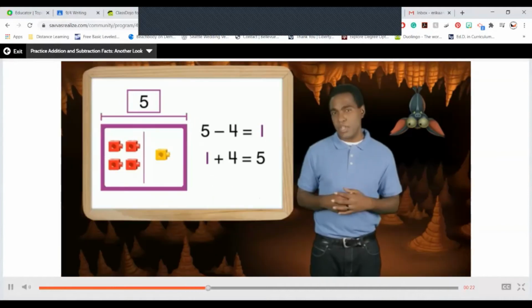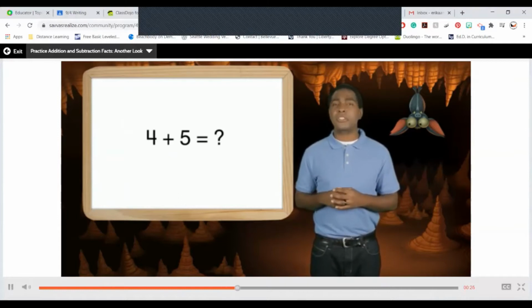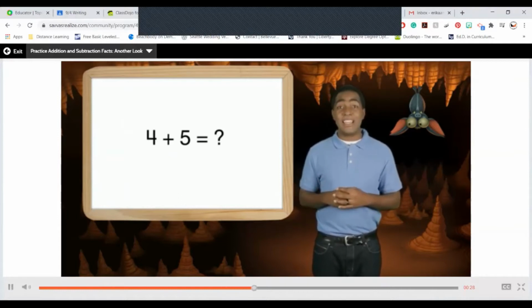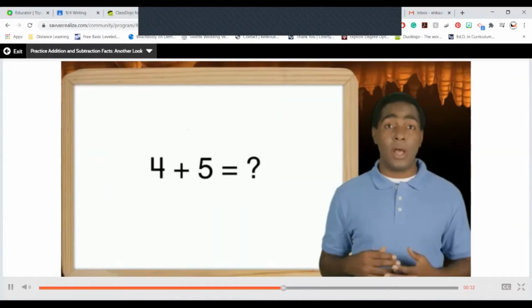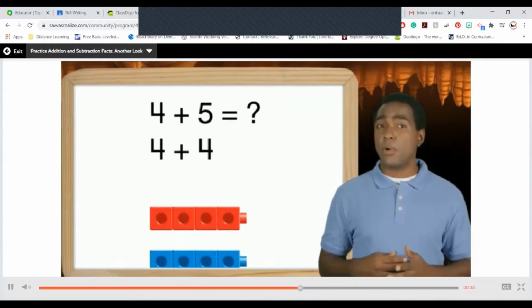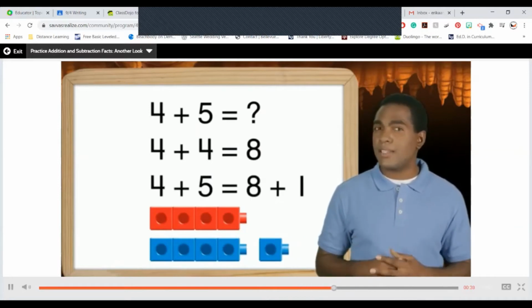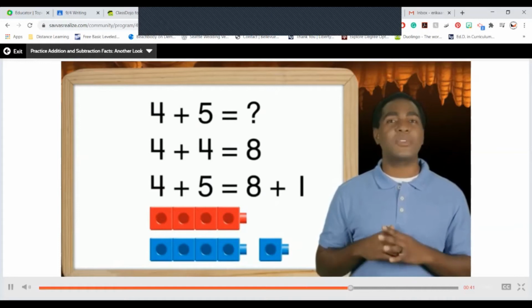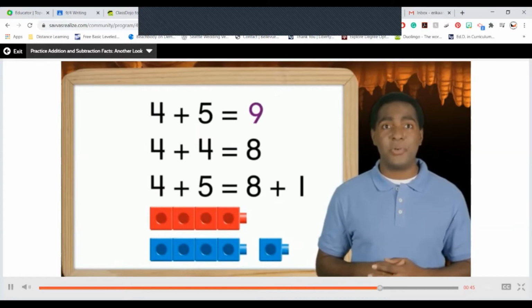Let's switch gears for a second. What if I wanted to find 4 plus 5? This looks like a near double. In this case, I can use what I know about doubles to help me solve it. Well, we know that 4 plus 4 equals 8, and 4 plus 5 is just 1 more than that. 8 plus 1 equals 9, which means 4 plus 5 must equal 9 too.